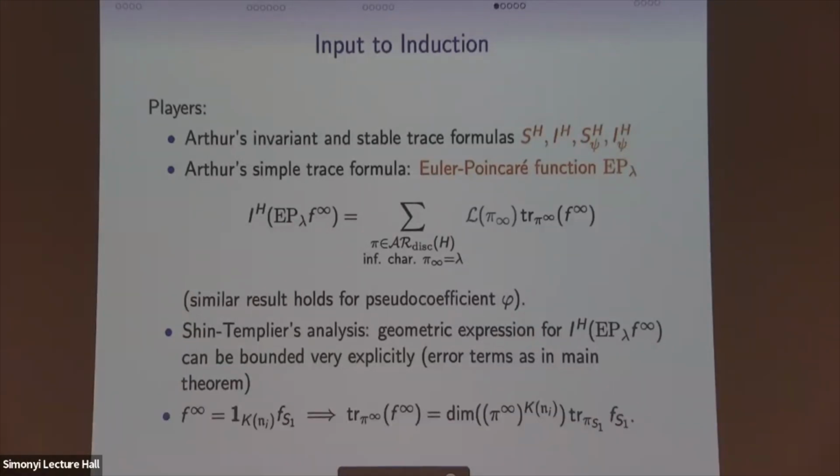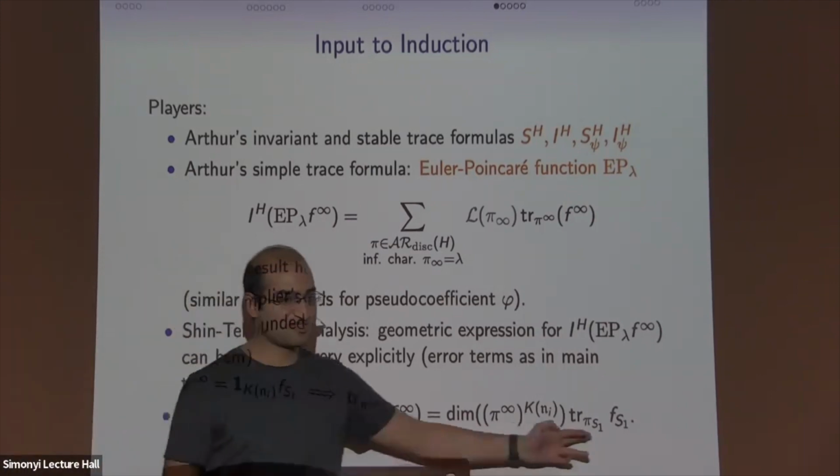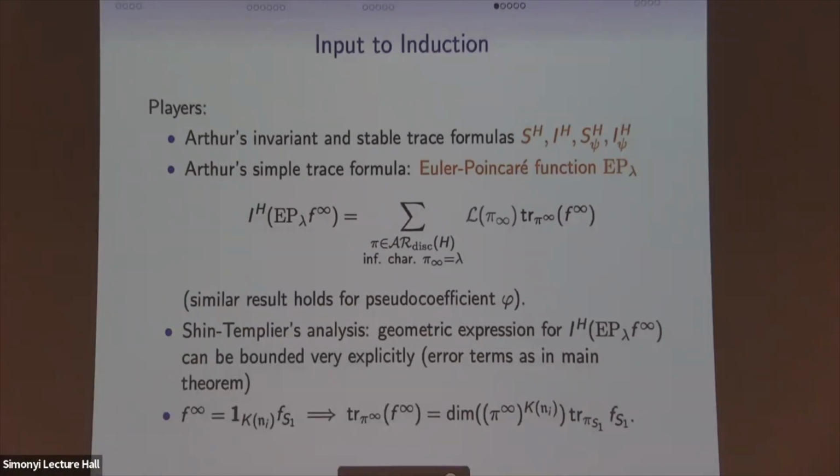And then finally, we need to plug in a specific test function away from infinity. And we're going to use this specific test function over here. So the trace against it is this term that you remember from being inside the sum of the main statement. So these are all our players.